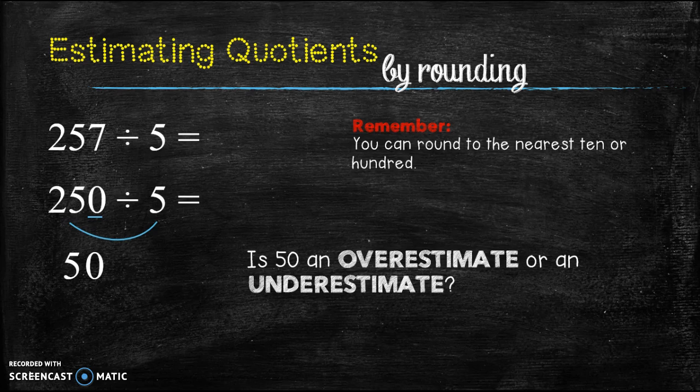Is 50 here an overestimate or an underestimate? Well, we started out with 257, and then we rounded down to 250. So in this case, 50 would be an underestimate.